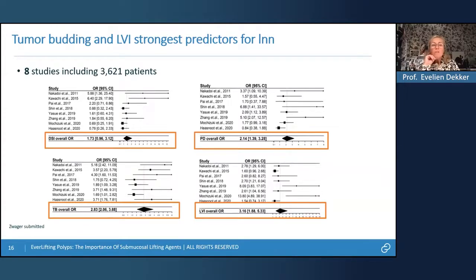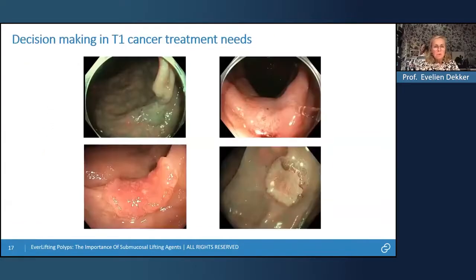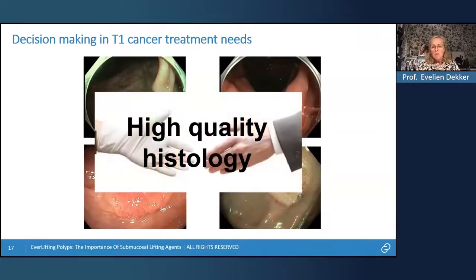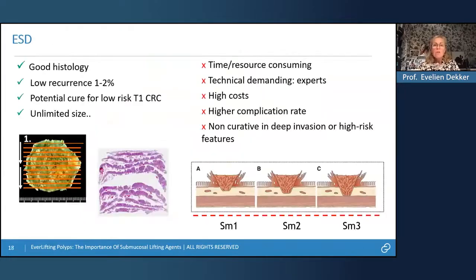And if you compare that to the other risk factors, tumor budding on the left lower hand with 2.8 and the lymphovascular invasion are the strongest predictors for lymph node metastasis. So this puts the risk factors a bit into perspective. And decision-making in T1 cancer treatment, therefore, I think is very clear. We need high quality histology because we need exactly all those aspects from our pathologists.